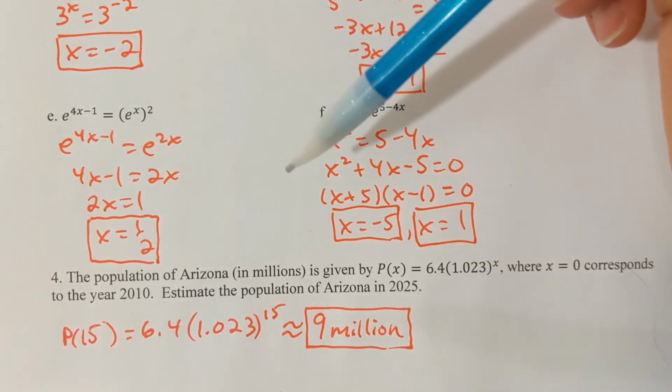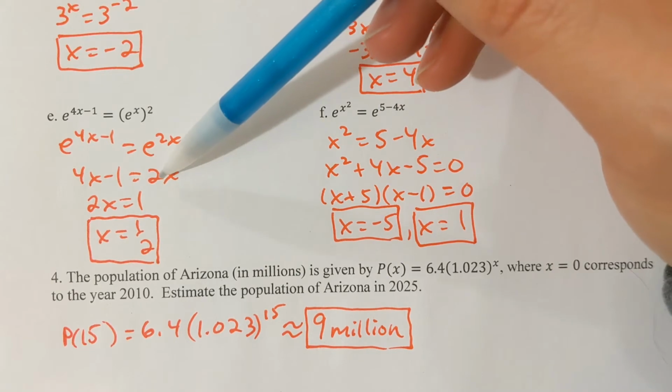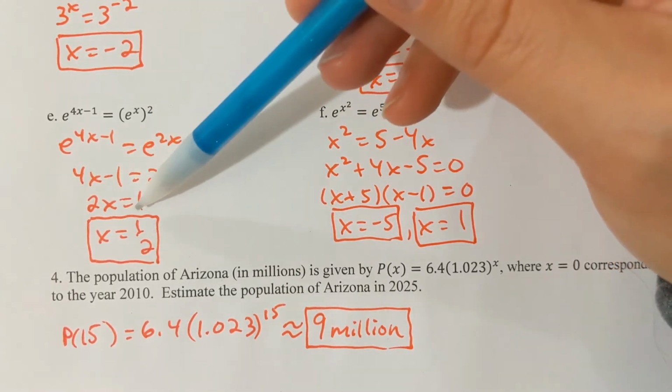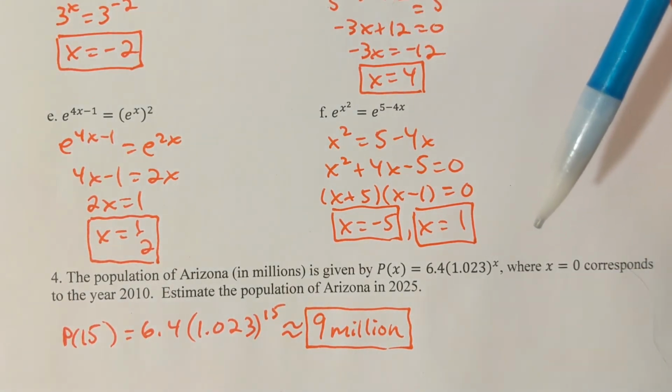Remove e and set the powers equal. Okay, if you add 1 and then subtract 2x, you're going to have 2x equal 1. Divide by 2, and so it looks like x equal 1/2 would be the solution to that one.